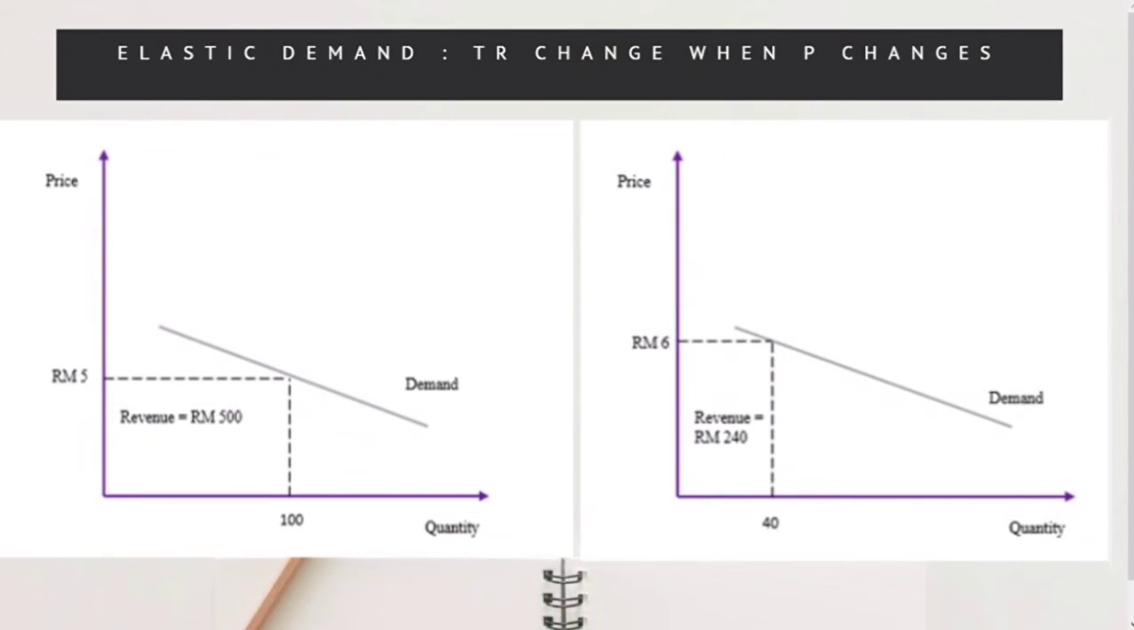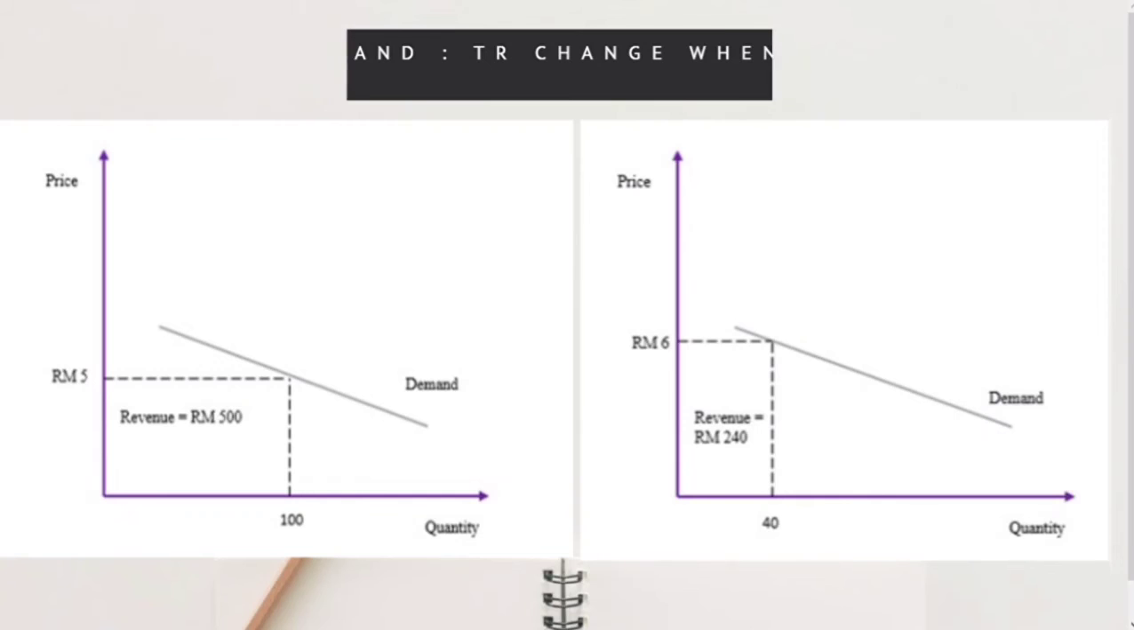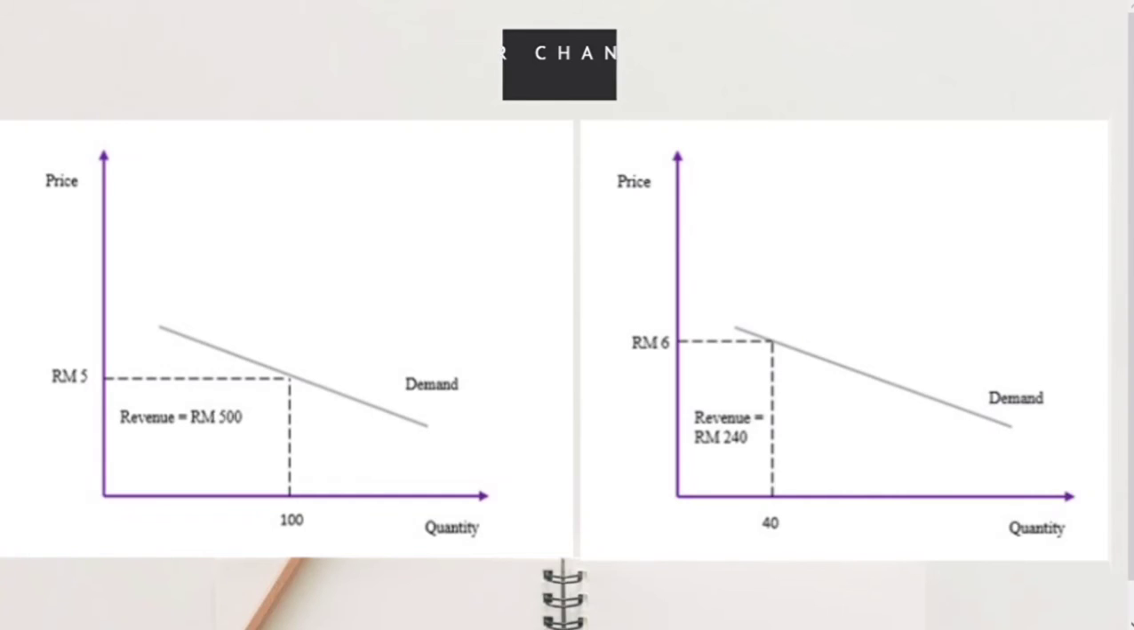How total revenue change when price change? If a firm faces elastic demand, an increase in the price leads to the proportionately larger decrease in quantity. Thus, total revenue decrease. In this case, when a price rises from 5 ringgit to 6 ringgit, causes the quantity demand to fall from 100 to 40 units. So, total revenue falls from 500 to 240.